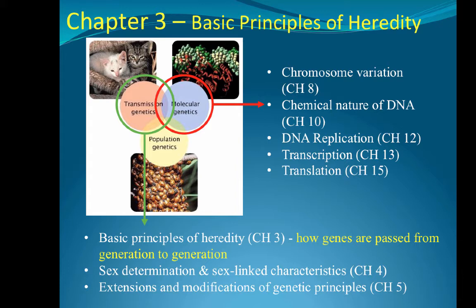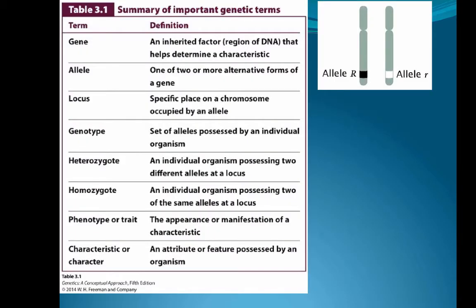Then we'll expand those principles in chapter 4 and talk more about how sex is determined and some of the diseases and characteristics that are related to the sex chromosomes. And then finally in chapter 5, we'll talk about some of the modifications and the extensions that happen of those genetic principles that we're going to talk about now in chapter 3.